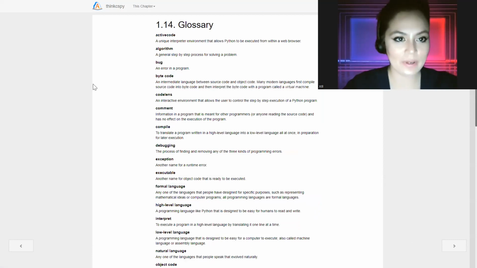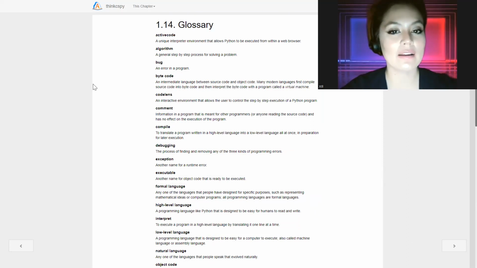All right, so we are reaching the conclusion of Module 1. So here we have a glossary of terms that we discovered throughout the sections of this module.